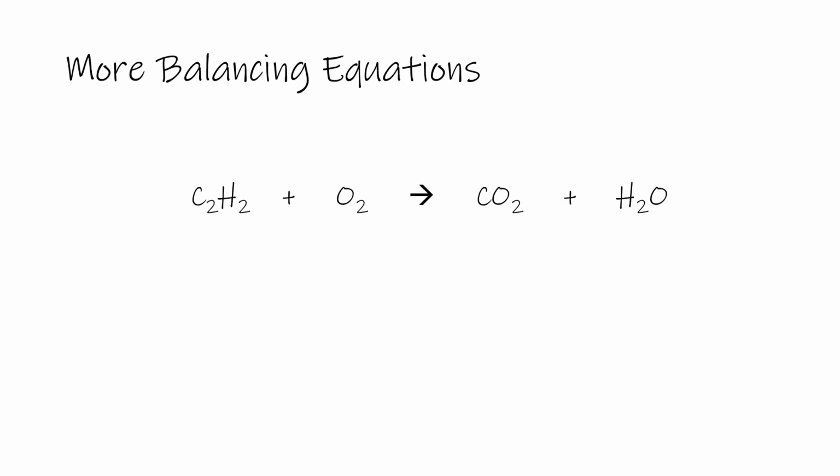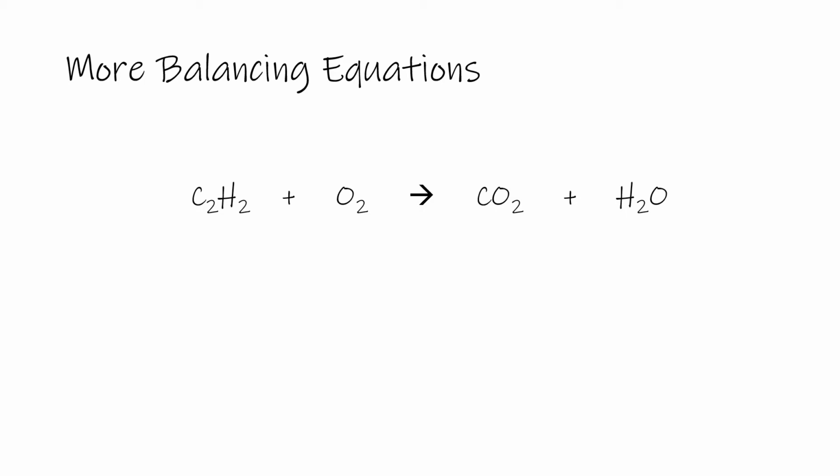Let's look at another example. In this one, we have C2H2 reacting with oxygen to produce carbon dioxide and water. One thing you should notice is that you have oxygen in 2 different compounds on your product side. It's in carbon dioxide and water. And so that is an element that you are going to want to balance last. We want to balance everything else first and then see how we can balance the oxygens.